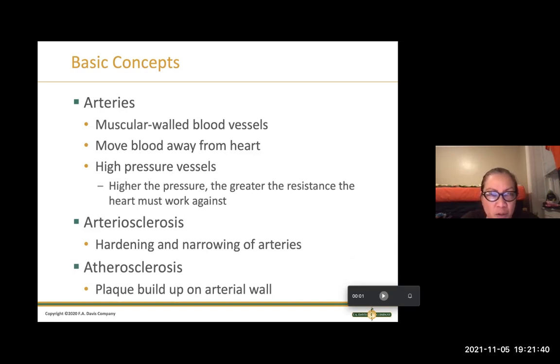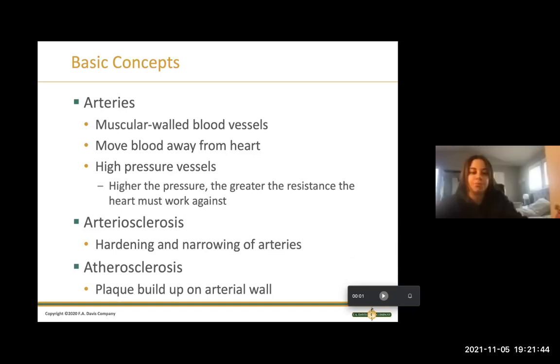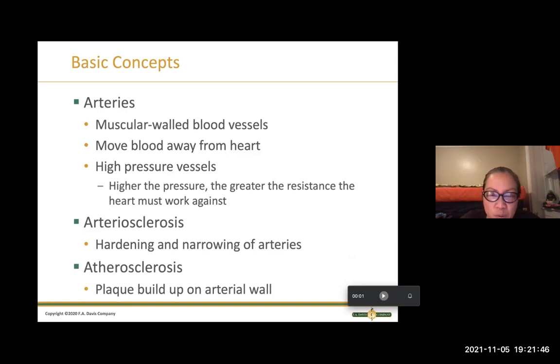arteriosclerosis and atherosclerosis are disorders of what? The arteries. And then the varicose veins are of the venous system. So this is the arteries. First of all, you have to recall the muscular walled blood vessel. And what are the parts? The endothelium. You have to recall that basic anatomy because you have to know how the blood flows inside the blood vessel of every artery.